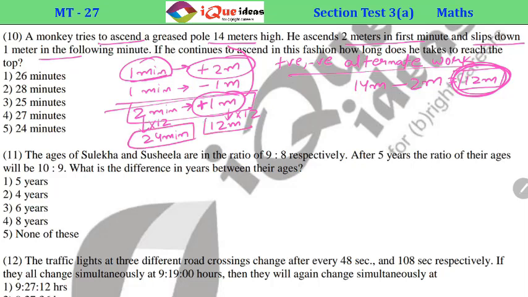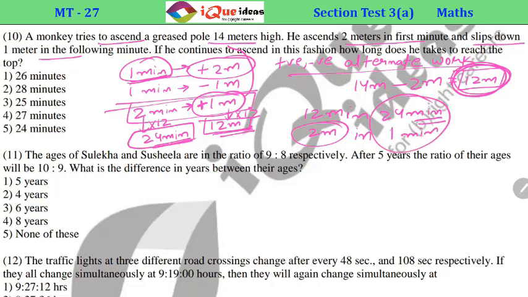The monkey could climb 12 meters in 24 minutes. Let me write it this way. 12 meters in 24 minutes. Now how much is the distance remaining? The distance remaining is only 2 meters. And how much time will it take to cover this 2 meters? This will take only 1 minute, right? Once it reaches the top, it won't slip down. Okay, so it is simply 1 minute.